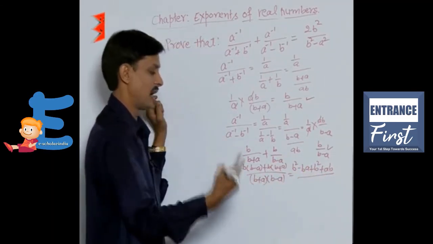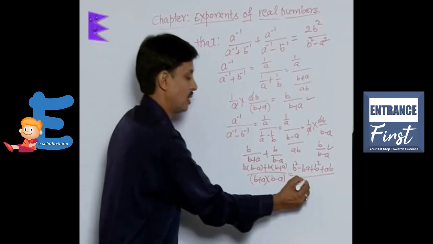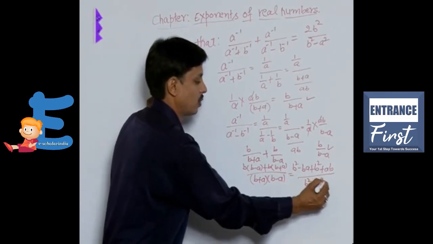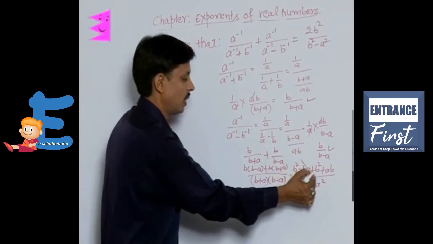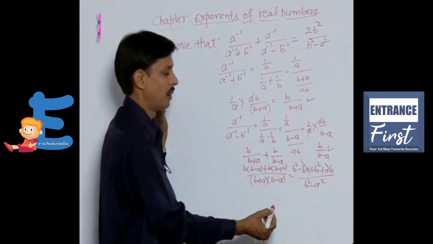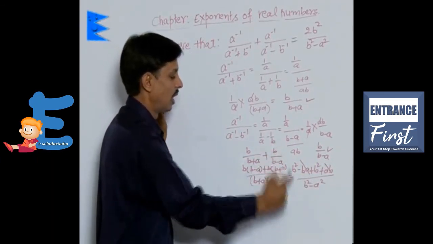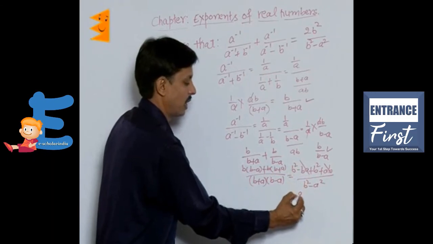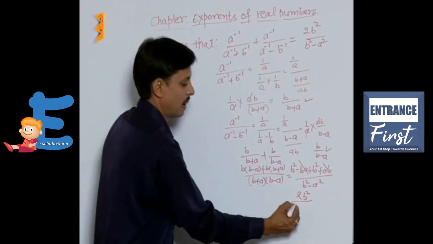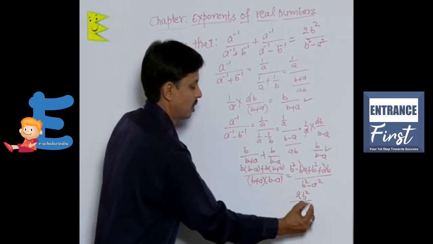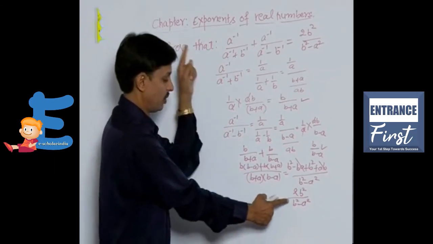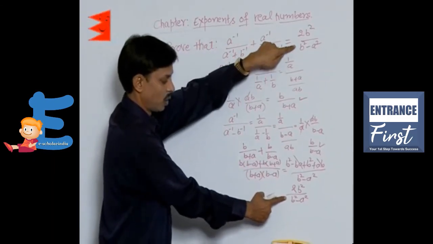b plus a, b minus a identity is b square minus a square. Here clearly this ab and ab, negative and positive, get cancelled. What is left is b square plus b square, 2b square, divided by b square minus a square, that is the denominator. This is the required result which we wanted to prove.